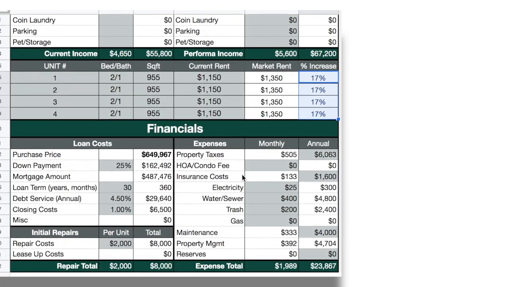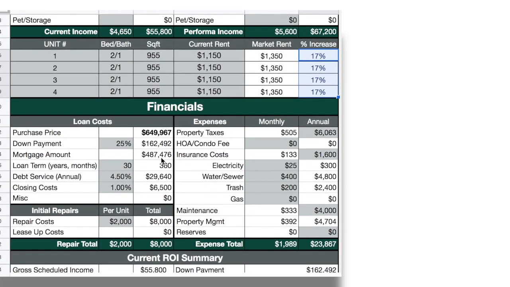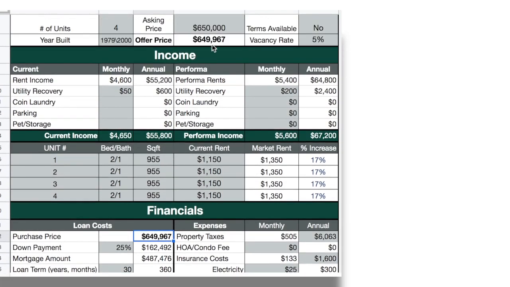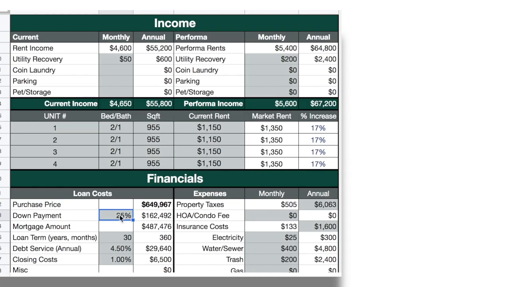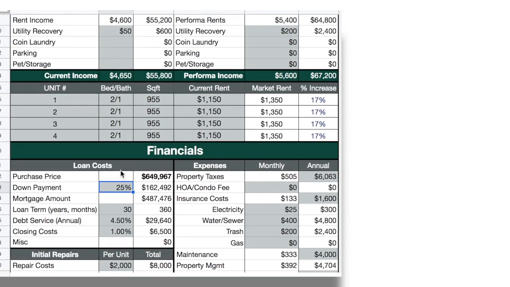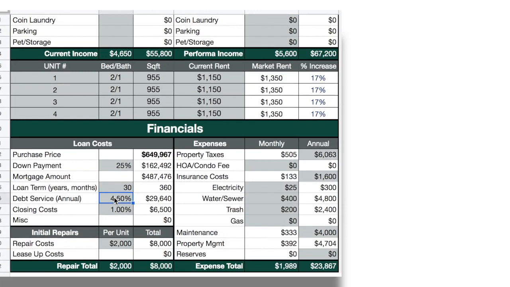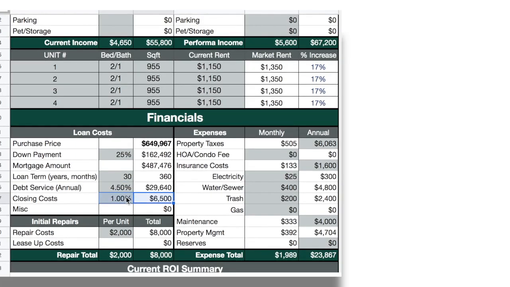All right, next section is financials. So here we have your loan. This number is going to auto-populate with your offer price. Comes here, see? And then your down payment. This is a conventional buy and hold, so we're just going to assume you're putting 25%. When you're playing with this, you can see what happens if you put 30% to your other figures. But we'll come back to that. Standard 30-year, your debt service, so this is your interest rate. We're going to put that at 4.5, which is what it's at right now. And then, of course, closing costs, we usually just leave it at 1% unless we have other information.